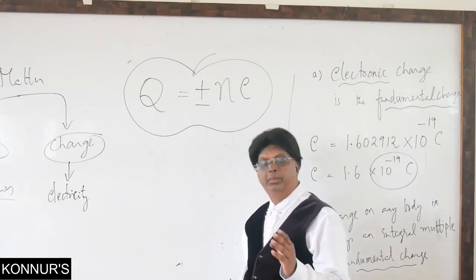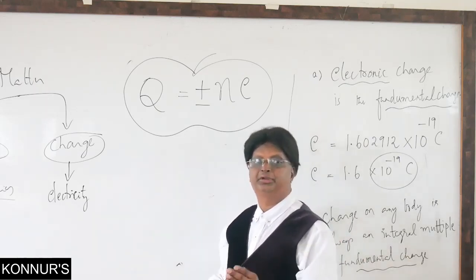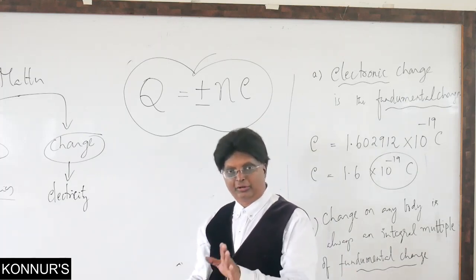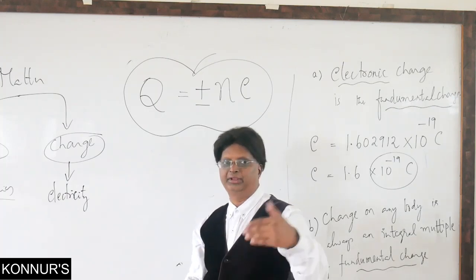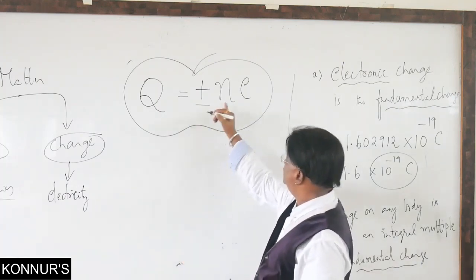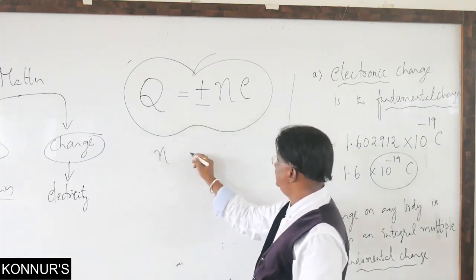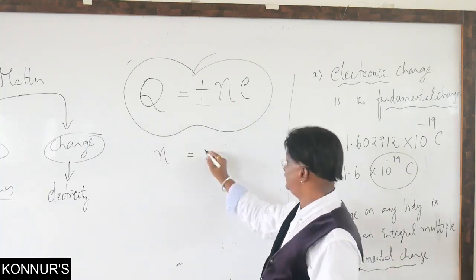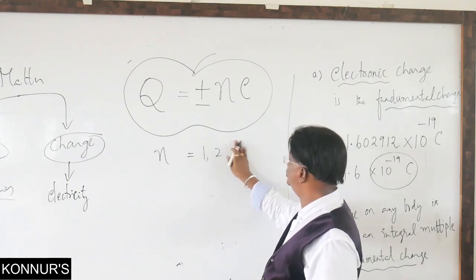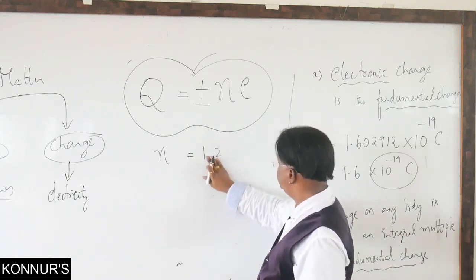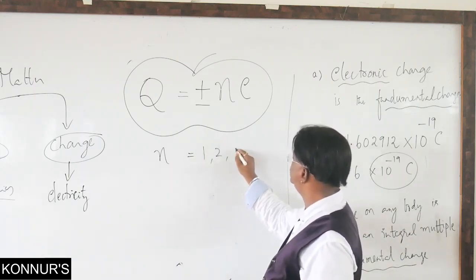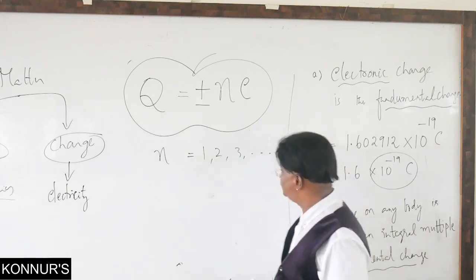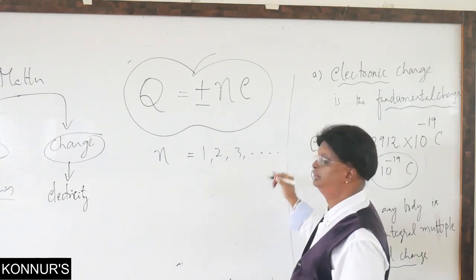Since I have not made use of the terminology conductor, insulator and so on, I am simply calling it a body. Maybe it's a wrong statement. Let us call it a conductor in the latter part. n here is an integer. What is meant by integer? Yes, it is either 1, 2, 3, which you call natural numbers, and so on.